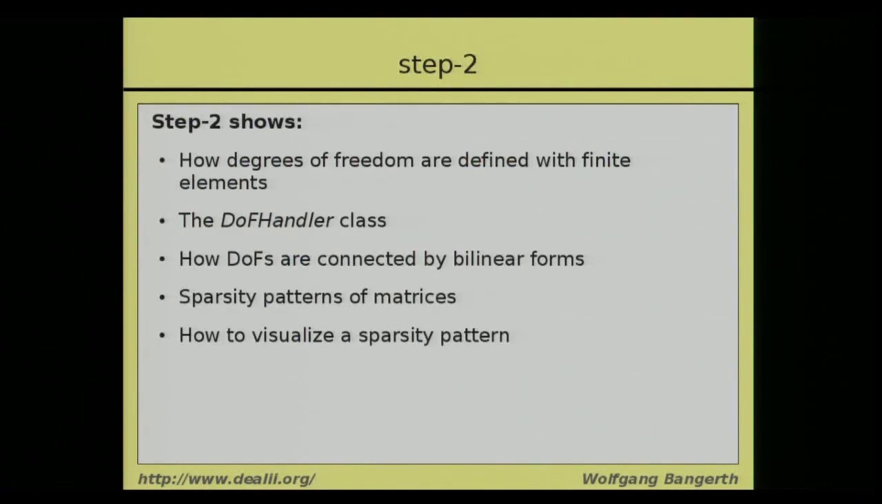And so what I would like to talk to you about is a little bit about what this means for the overall mesh and what that means for the resulting matrices that come out of this. So Step 2 shows essentially how you associate degrees of freedom from a finite element to a mesh. This is done by a class called DoFHandler, DoF for degrees of freedom. And then the key part that relates to this is how degrees of freedom are connected by the bilinear form, that is, for example, the grad phi_i, grad phi_j form for the Laplace equation, and what that means for the matrix that comes out of this.